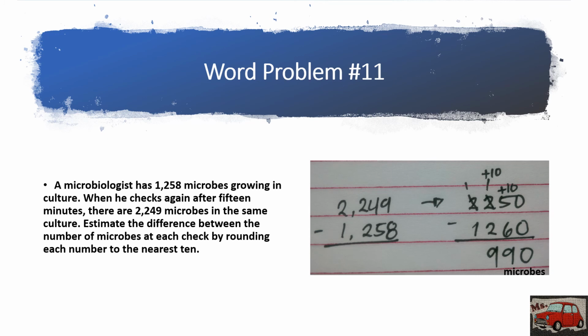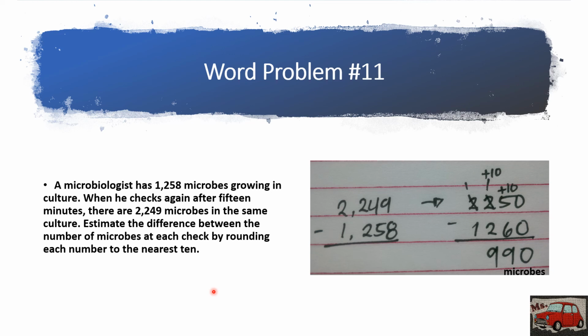A microbiologist has 1,258 microbes growing in culture. When he checks again after 15 minutes, there are 2,249 microbes in the same culture. Estimate the difference between the number of microbes at each check by rounding each number to the nearest 10. Alright, so yung hahanapin lang natin is yung estimated na pinagkaiba nung number ng microbes nung unang check at nung pangalawang check. Okay? So, since may keyword na tayo na difference, yung operation na gagamitin natin is subtraction.